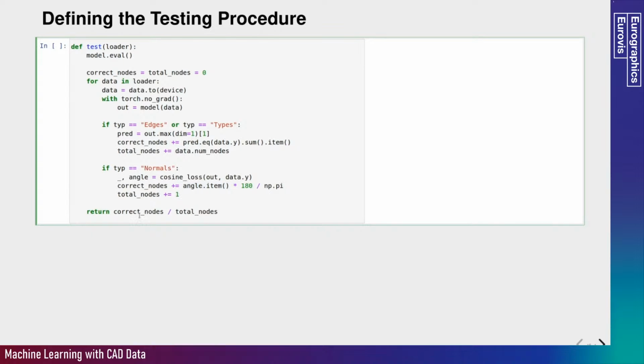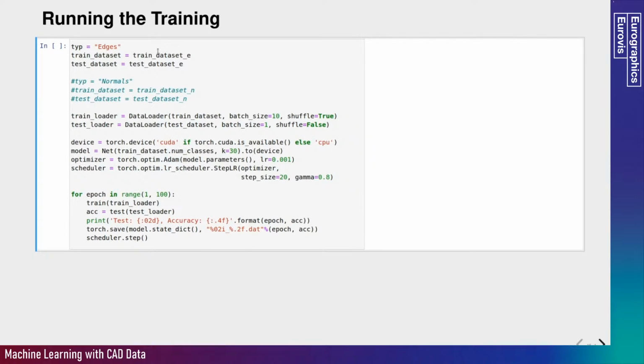Okay, and then give back the correct points divided by the total points. So finally we arrived at the actual training that we can run now, and here we for sure have to decide between training the network on edges, edge classification, or training the network on normal estimation. So let's first start with the edges.